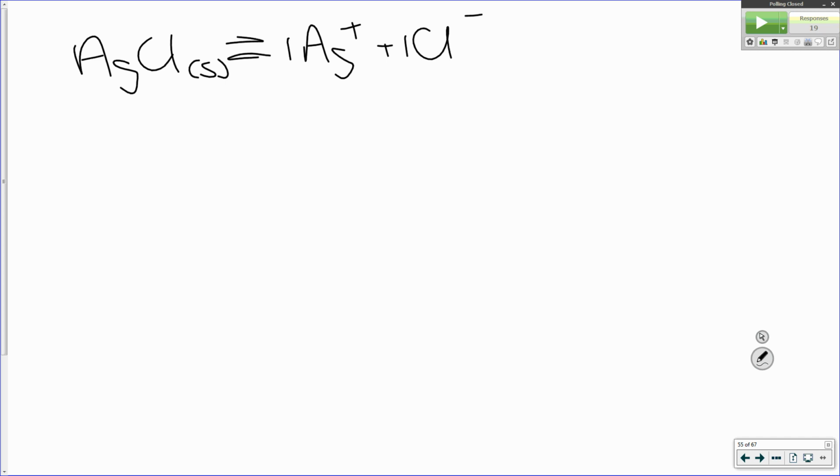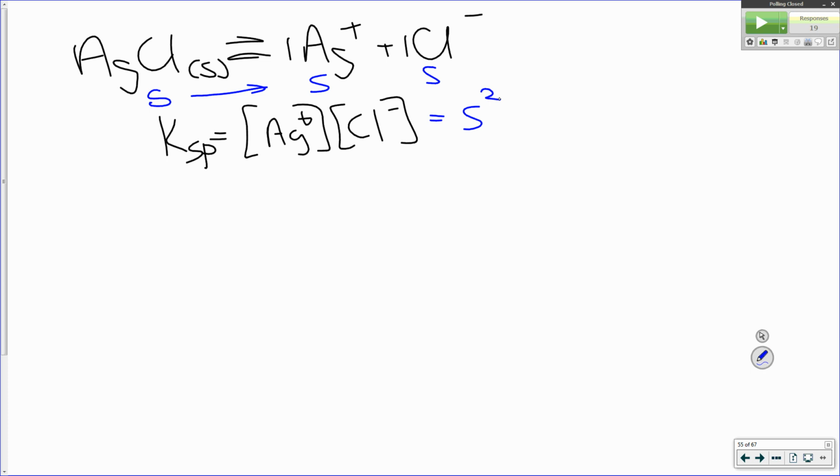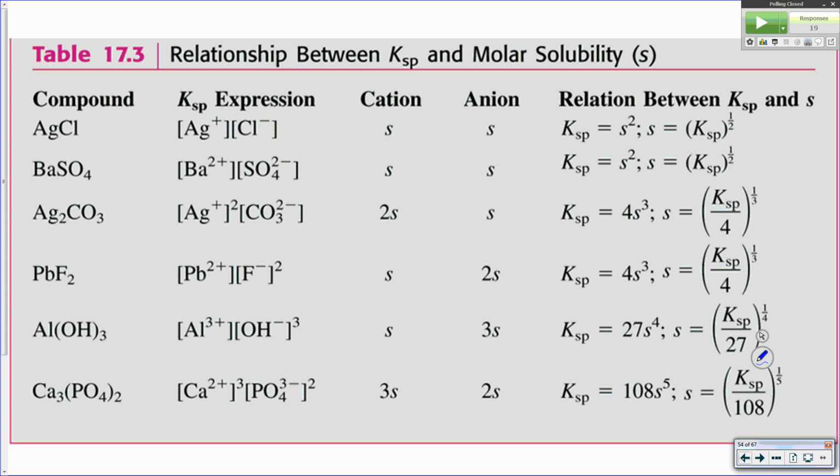So the KSP expression would be the concentration of the silver times the concentration of the chloride. And if we want to think of monitoring this solubility, how much of this goes forwards? If this is S, this is 1-to-1, this would be S, and this would be S. So KSP would be equal to S squared. That means that the solubility would be the square root of KSP. So if I want to apply it to this equation, I'll come back to this page in just a second.